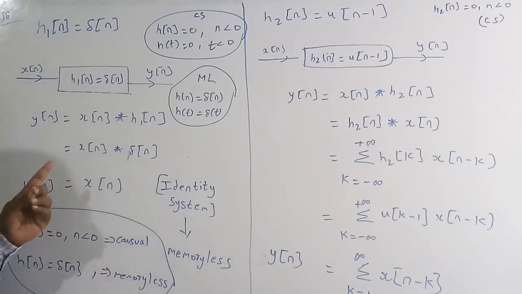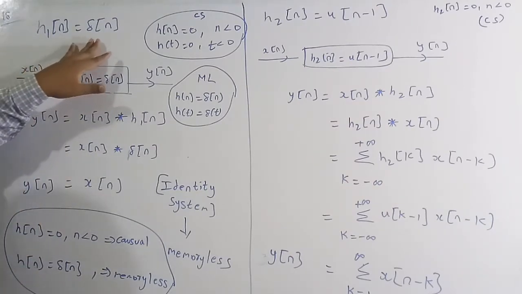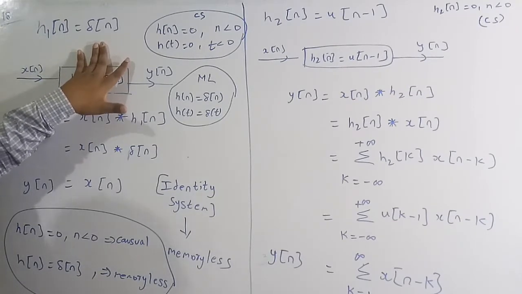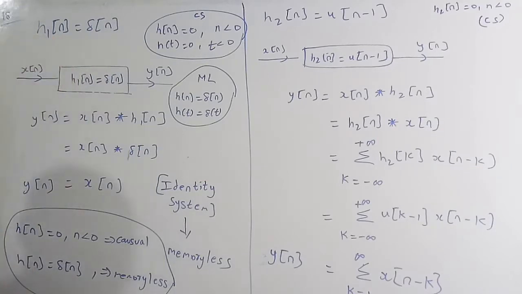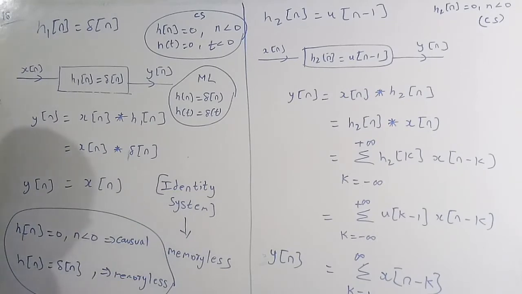Also here, h1 of n is nothing but delta of n. So h1 of n is defined only at n equal to 0, and at all other instances it is 0. Therefore h1 of n is equal to 0 for n less than 0, so we can say this system is a causal system. And as I have already told you, whenever the impulse response is delta of n, the system is memoryless. But you have to explain in this manner and write at length, because it's a conventional paper. So finally, it is a causal system and it is also a memoryless system.